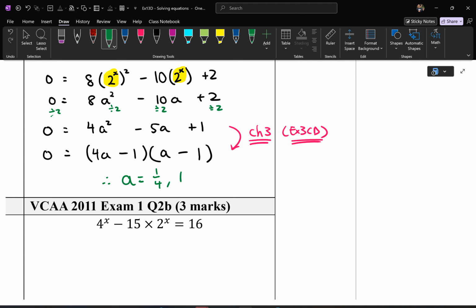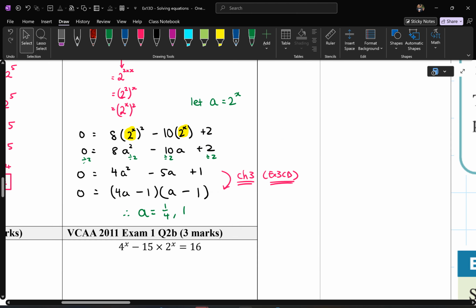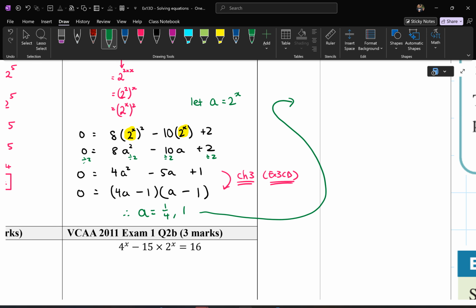But that's not my answer, because remember, I made up A. I said let A equal to 2 to the x. So you now have to actually answer the question. Well, if A equals 2 to the x, then you have 2 to the x equals 1/4, or 2 to the x equals to 1. Now, just on this side, 2 to the power of what? What would x have to be to equal to 1?